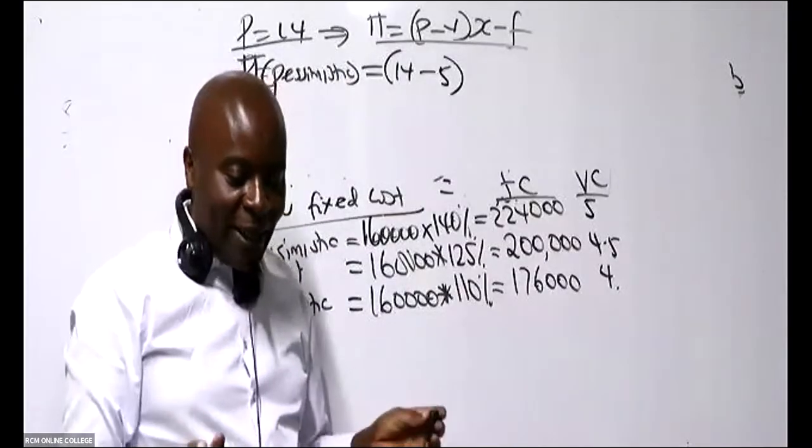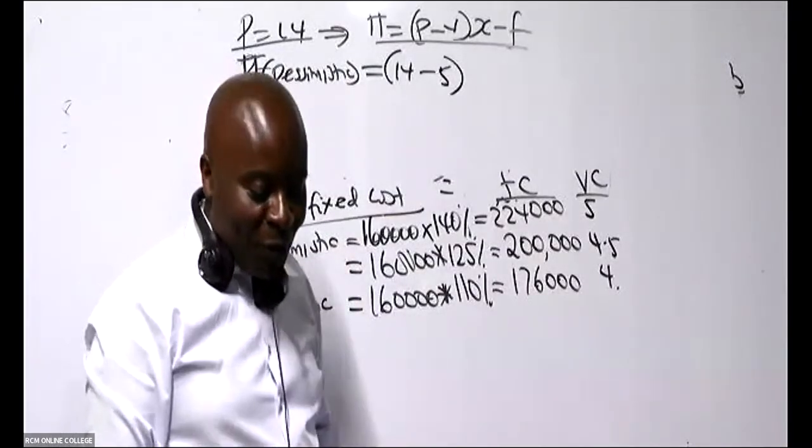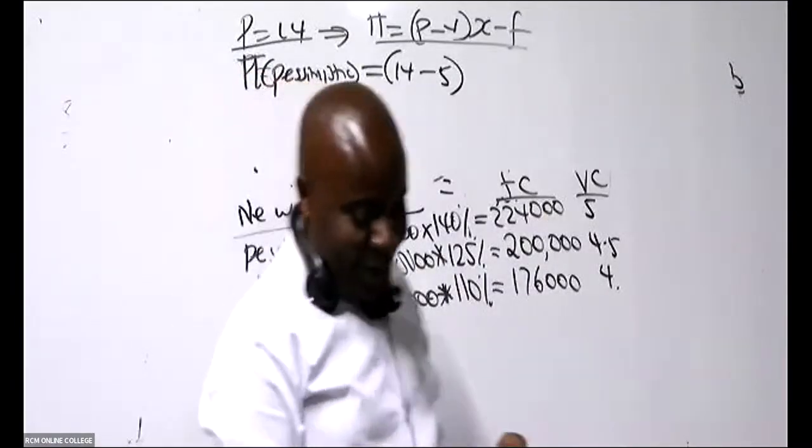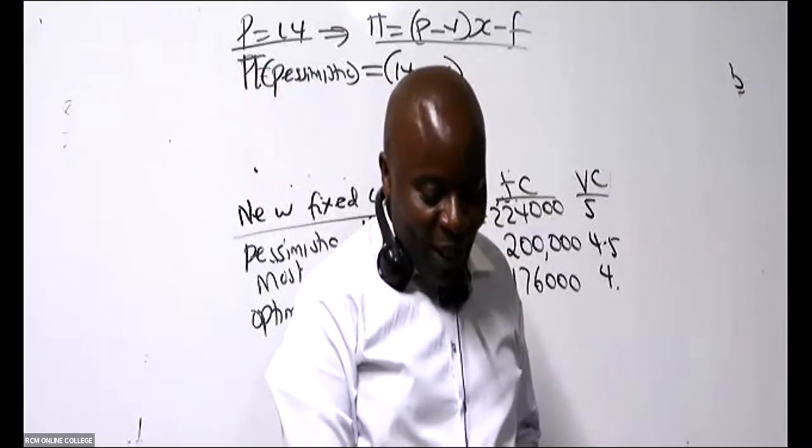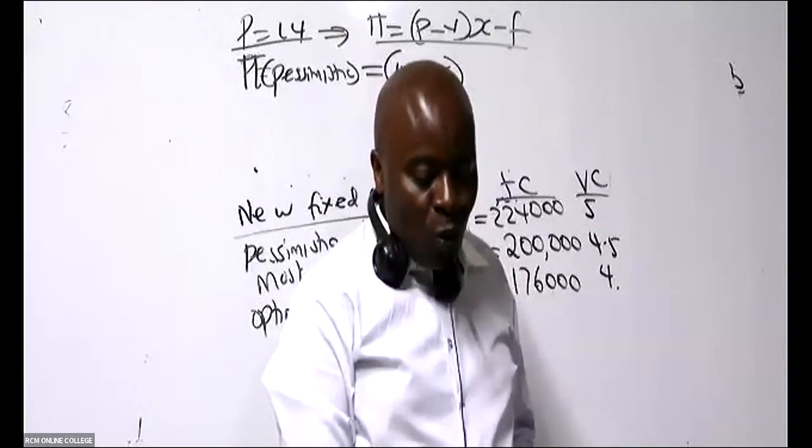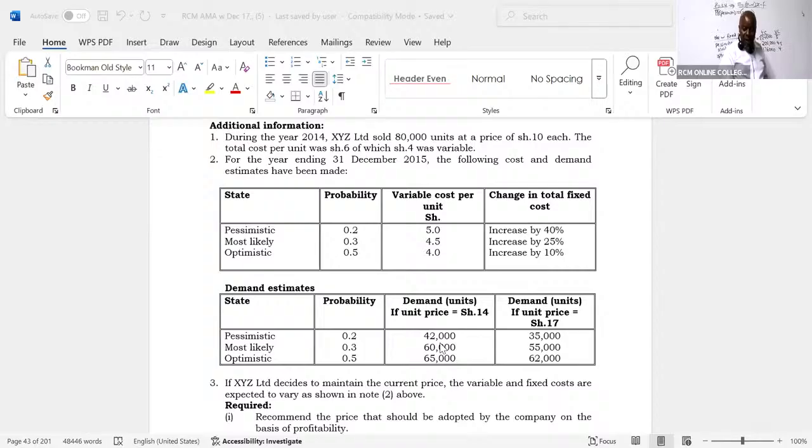Most of them can't see because in an exam, most of them will use 80,000. No, no. Under the price of 14, you can see the demand, which is the same as quantity: 42,000. So 42,000 times the quantity, minus fixed cost under pessimism. Fixed cost under pessimism is 224,000. Great.